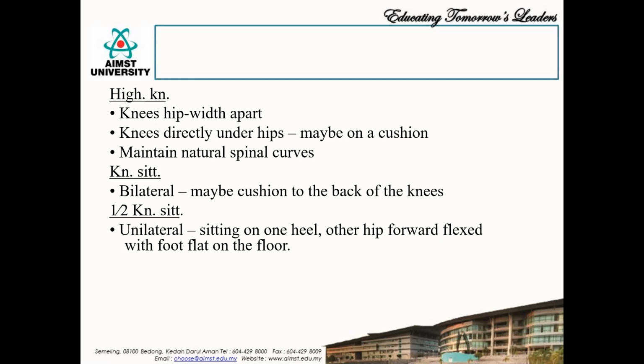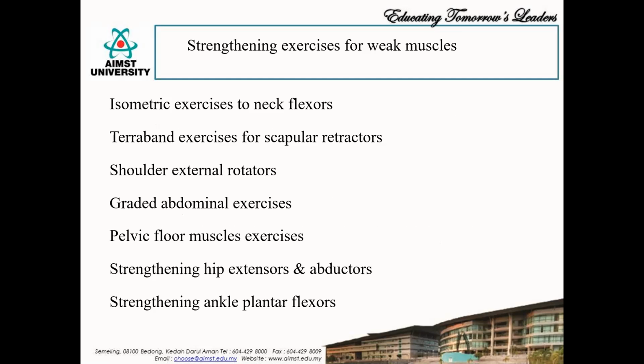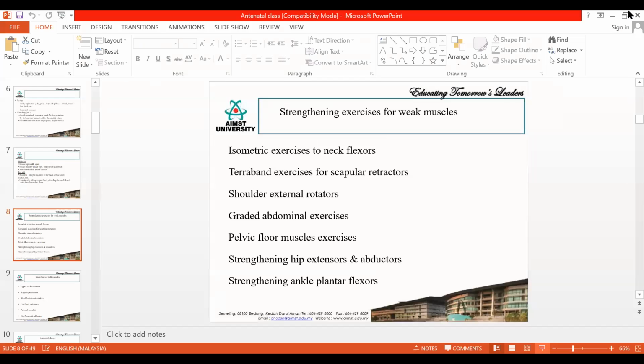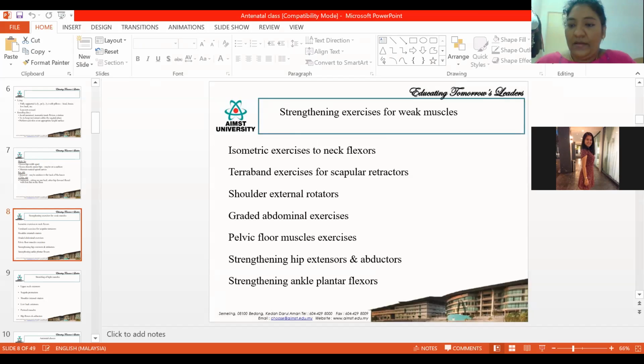Okay, so next will be the exercises. We need to strengthen the weakened muscles. Last class itself, we saw some of the common weak muscles, and we need to strengthen those weak muscles. The first thing, if you see, is isometric exercises for the neck flexors. So first thing you can see is the isometric neck exercises.